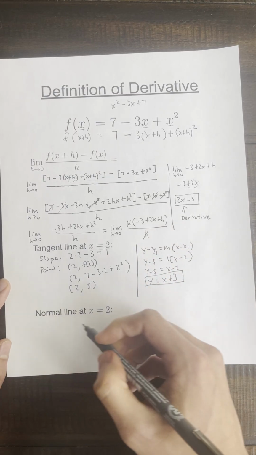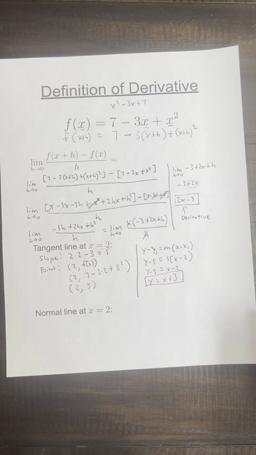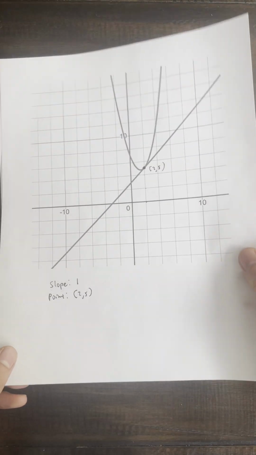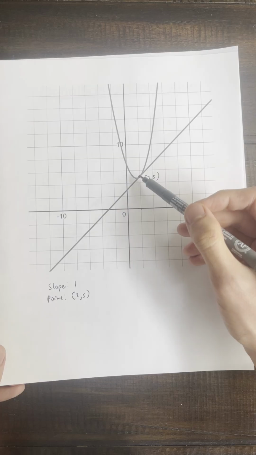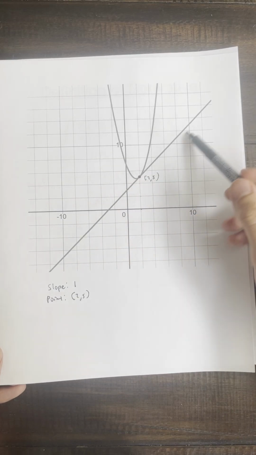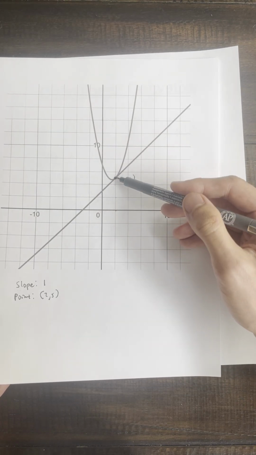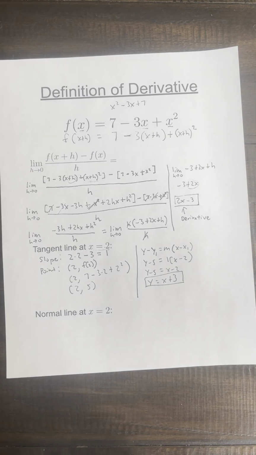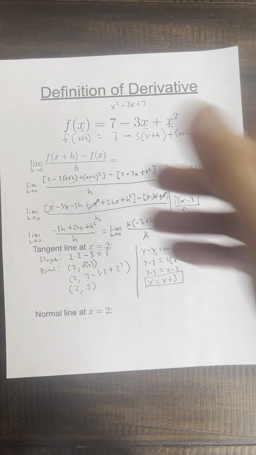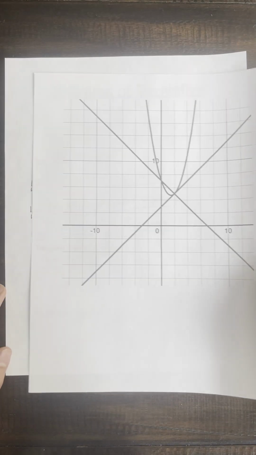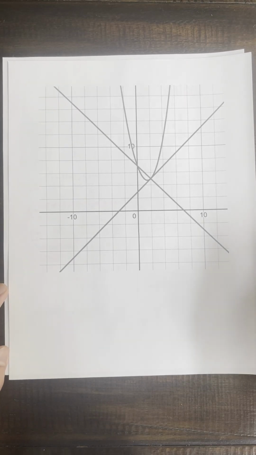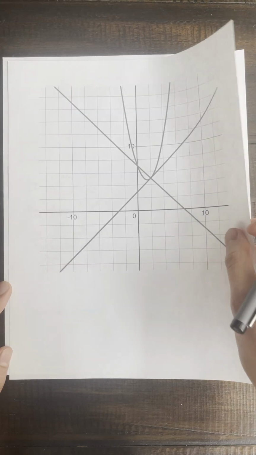Now, what does normal line mean? Basically, normal line at x equals 2 means we're drawing a line perpendicular to this line. And since we're at x equals 2, it's going to also go through this point, as the x-coordinate of this point is 2. Let me show you what it looks like. So this line is perpendicular to this line.